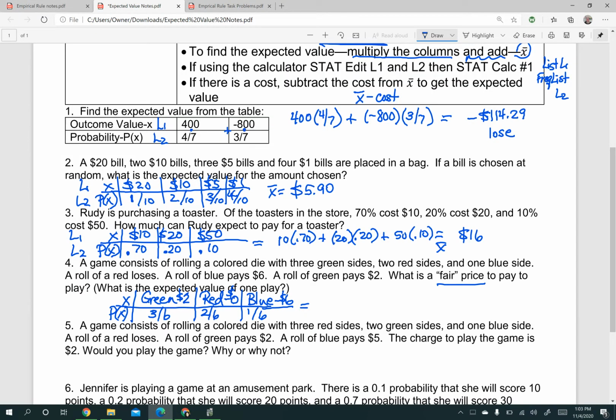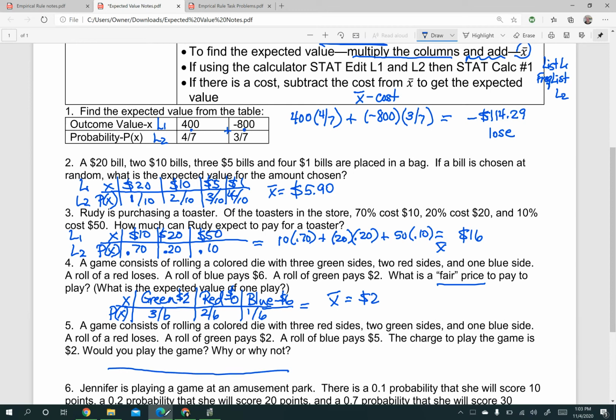So if it costs you $2 to play, then you would break even. If it costs you more than $2 to play, you would lose. If it costs you less than $2 to play, you would win. Okay? And so that's what you want to think about. So here, let's think about this same problem.